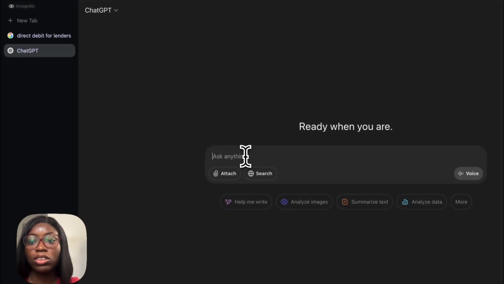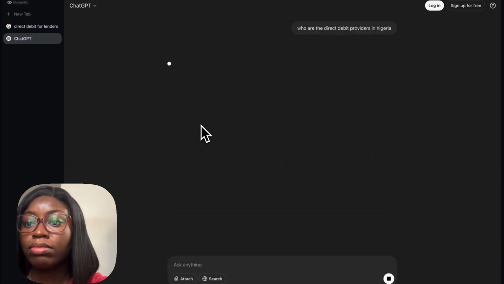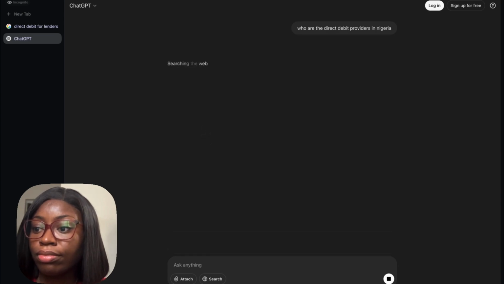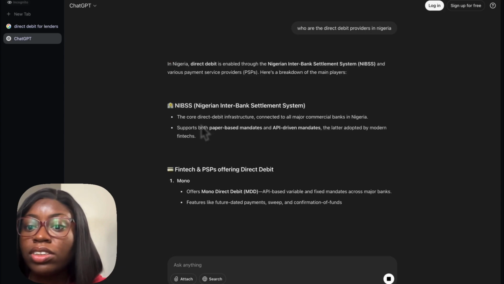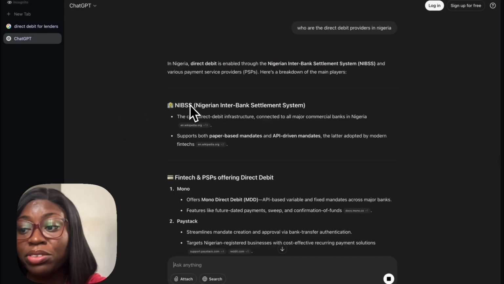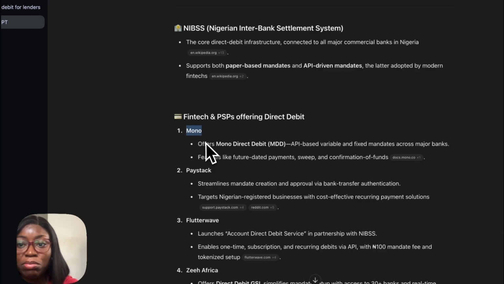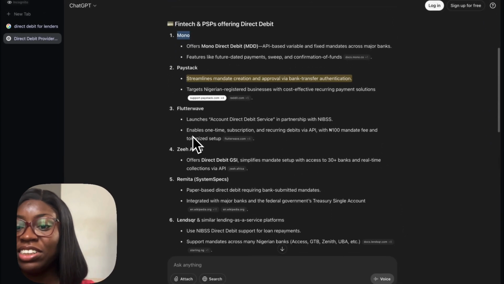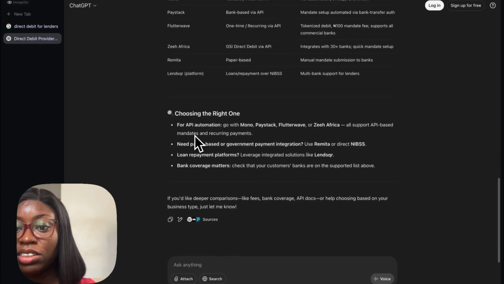So let's ask who are the direct debit providers in Nigeria. In searching, it mentions names, of course, then it mentions Mono here, that we offer the direct debit solution in Nigeria. So it recognizes us as a direct debit provider in the market.